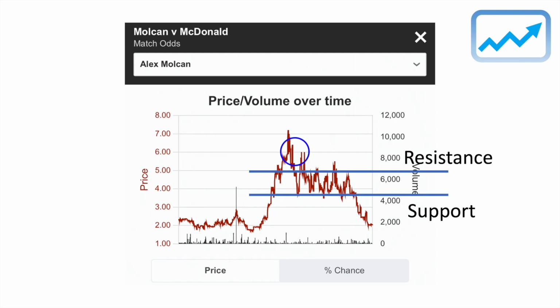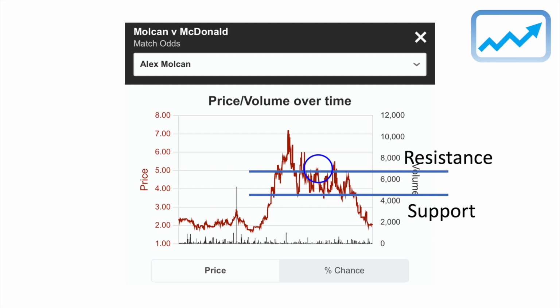Malkin then served and held again, and his price shortened back to the support level of 3.8. McDonald then held his next service game, but this time the price only drifted to 5.0 due to the increase in market confidence in Malkin. Now this 5.0 price level is the resistance level, because you can then see how it hits this a number of times, each time McDonald holds his serve.